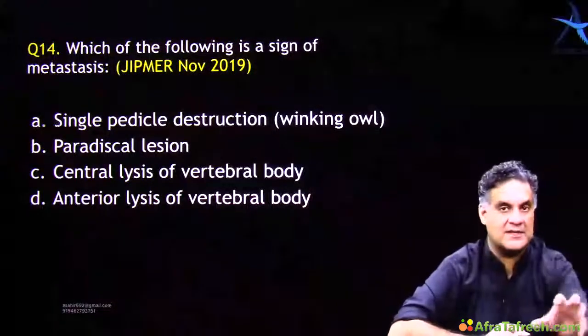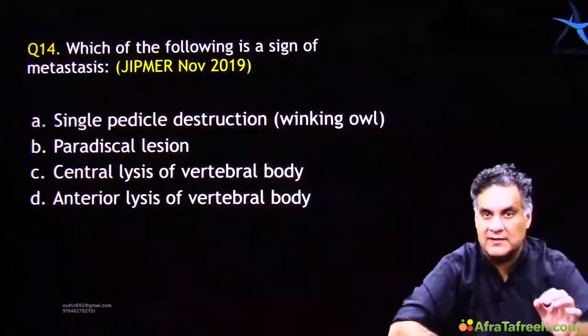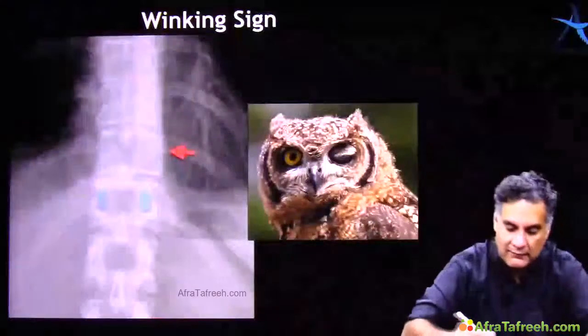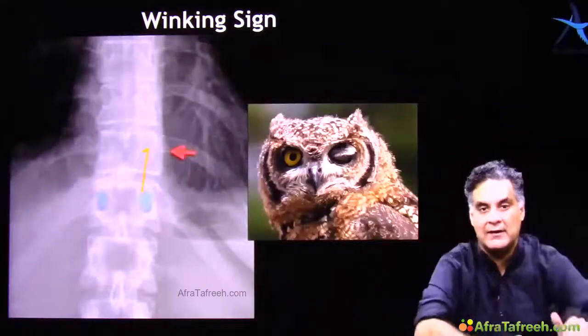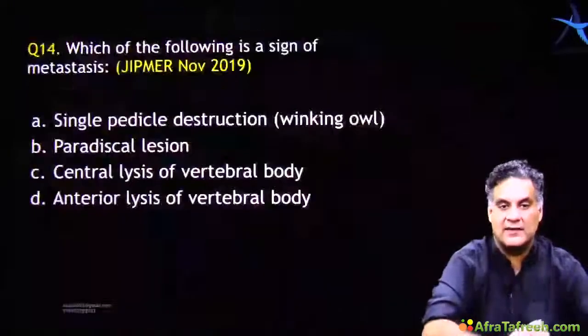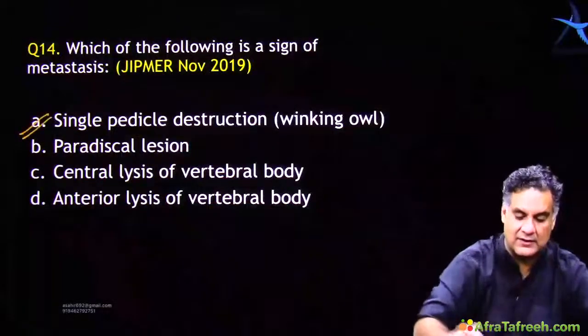Remember, infections affect the vertebral bodies. Metastasis, they will destroy the pedicles. If one pedicle is destroyed, it's called a winking owl sign. If both are destroyed, it's called a blind bat. So the answer here is the first one, single pedicle destruction, the winking owl sign.